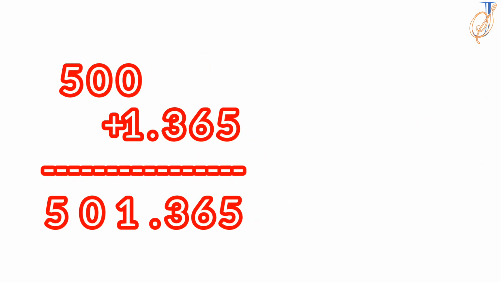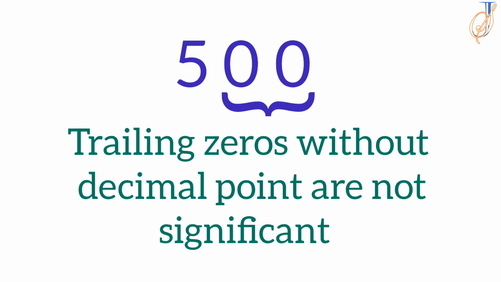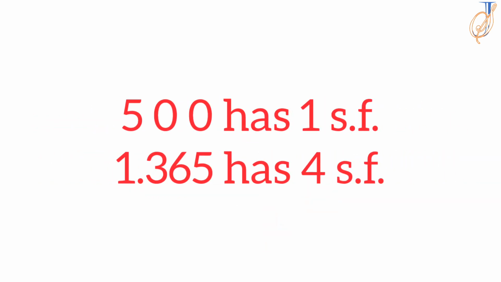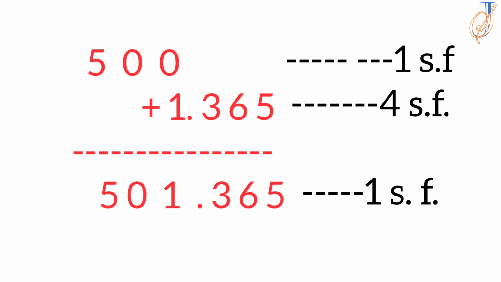501.365. Now observe the place values. In 500, you have trailing zeros. Trailing zeros without a decimal point are not significant, so we should not count these two zeros. You only count the non-zero number, which is 5. So 500 has only one significant figure, and the second number 1.365 has 4 significant figures.